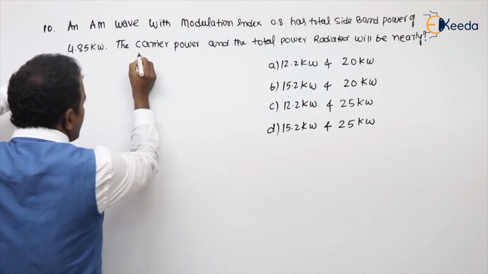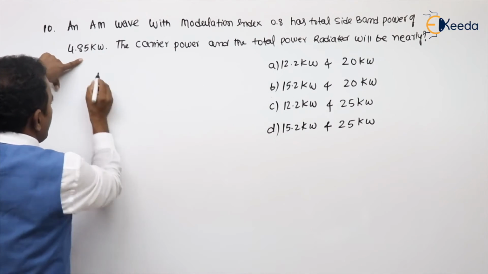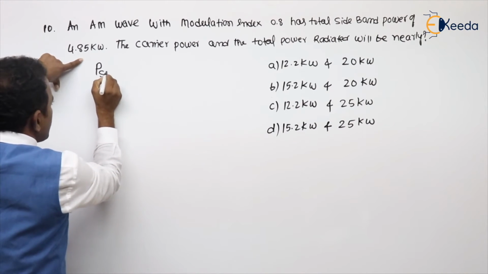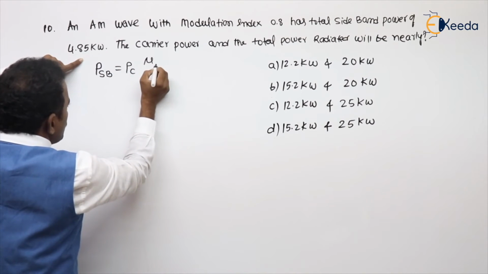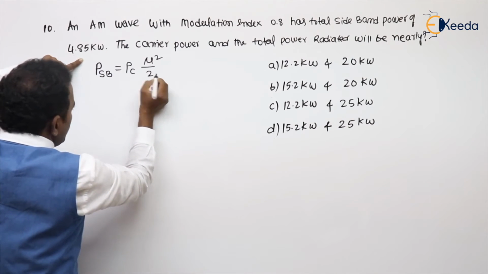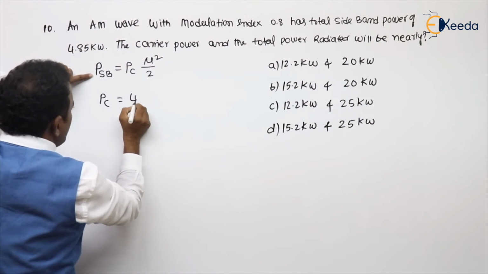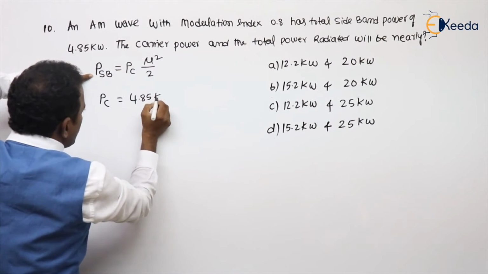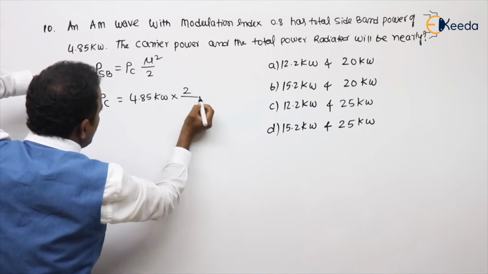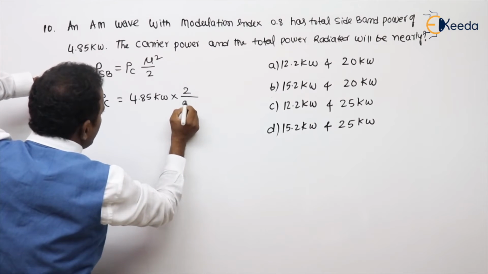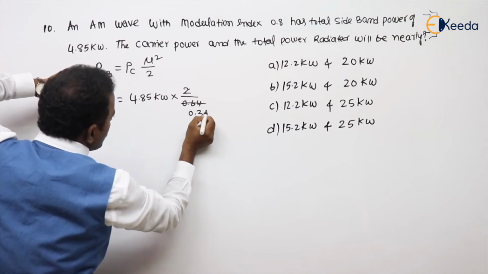What is asked? Carrier power. What is given? Modulation index and sideband power. What is the relation directly? Sideband power to carrier power: PSB equal to PC into mu squared by 2. Then PC equals PSB, which is 4.85 kilowatt, into 2 by mu squared. What is the mu given? 0.8. So 0.64 divided, so 0.32.